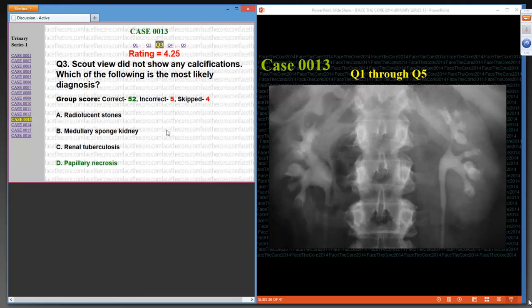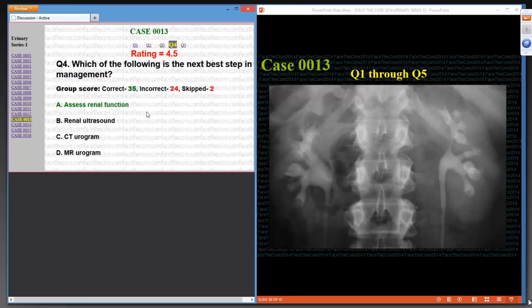The Scout view did not show any calcifications. Which of the following is the most likely diagnosis? And of course here, once you start seeing extracalyceal contrast, whether it is flame-shaped, ball on tee phenomenon, this is papillary necrosis. All of you almost got it.